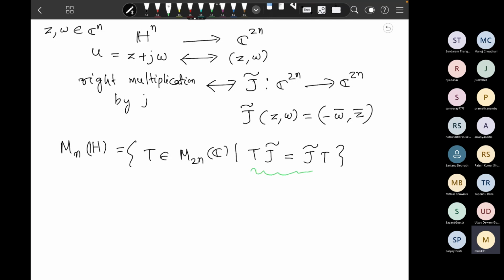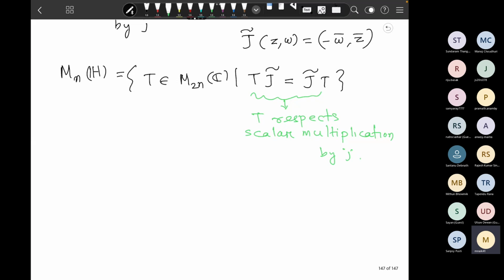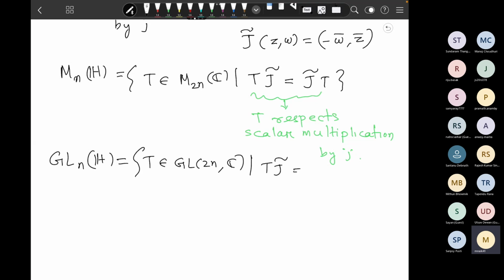And what does this condition mean? This simply means that T respects scalar multiplication of Hn by j. So similarly, you can get GLnH as T belongs to GL2n(C), so that T J tilde is equal to J tilde T. This much we have seen.